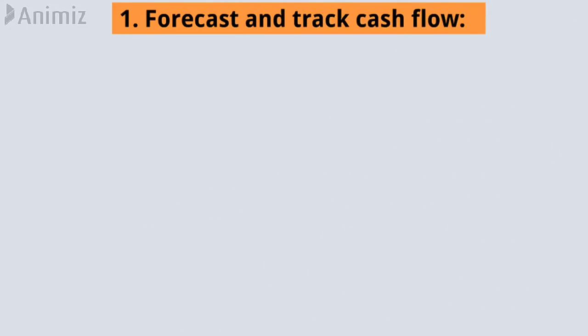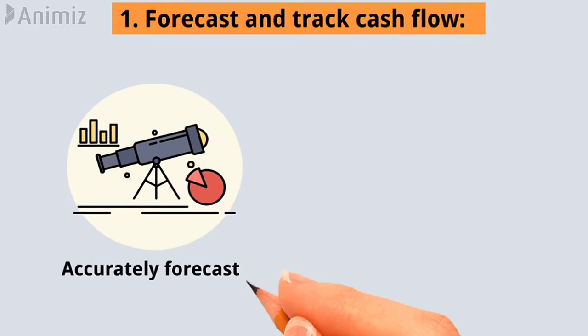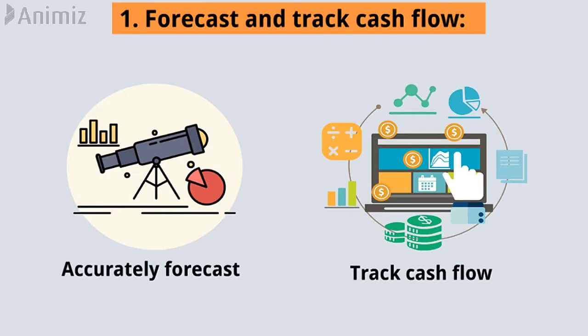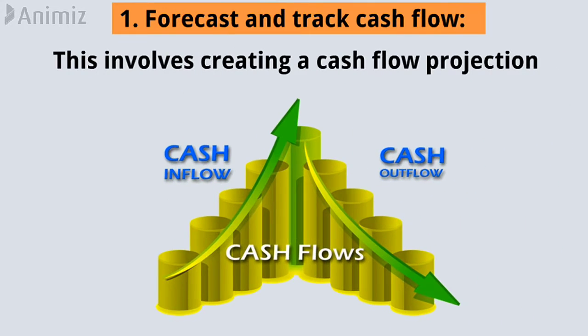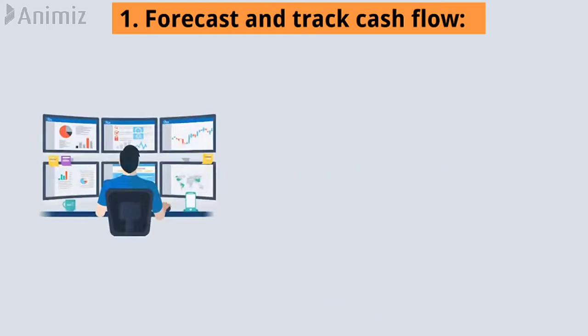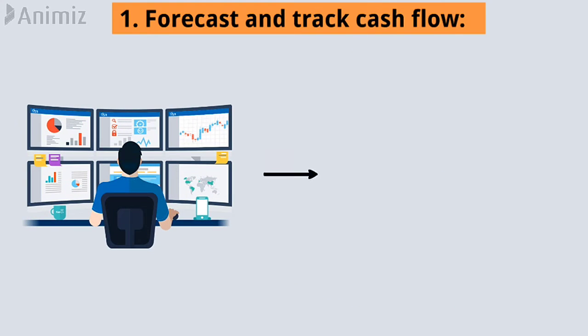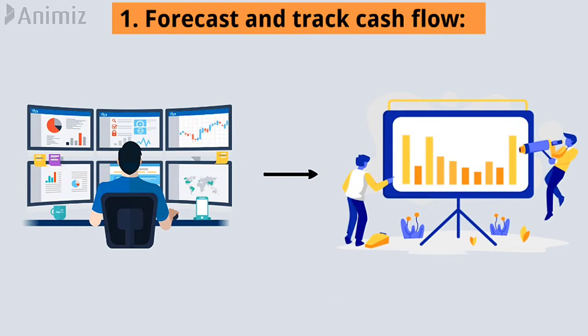Forecast and track cash flow. One of the first steps in effective cash flow management is to accurately forecast and track cash flow. This involves creating a cash flow projection to estimate future cash inflows and outflows, and regularly monitoring actual cash flows to ensure that they align with projections.